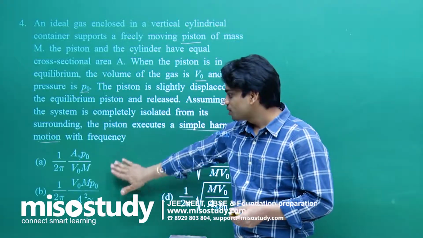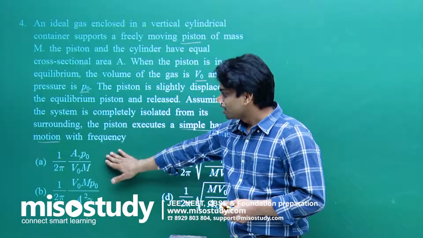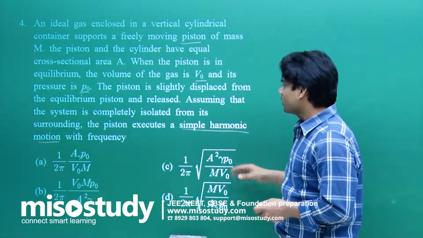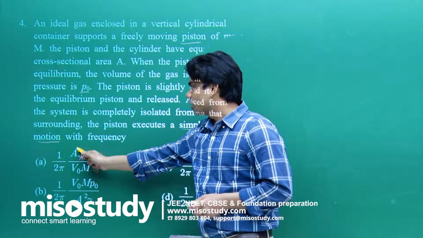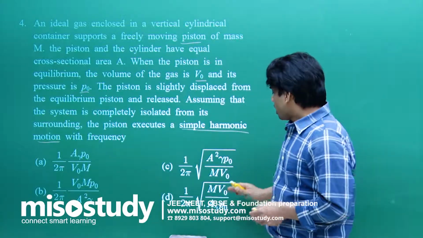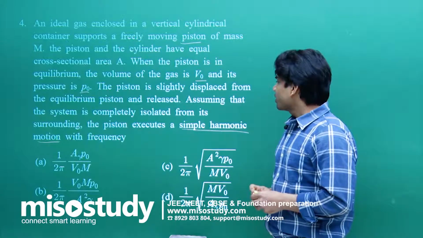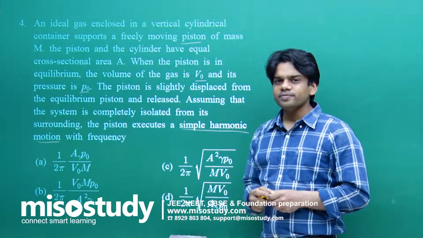You can check the options. It's given in terms of area and then P naught, V naught, M. It's also given in terms of gamma. You can see in option A, gamma is multiplied, it's not in the suffix. Next, and here also gamma is in the suffix. So how to find out?